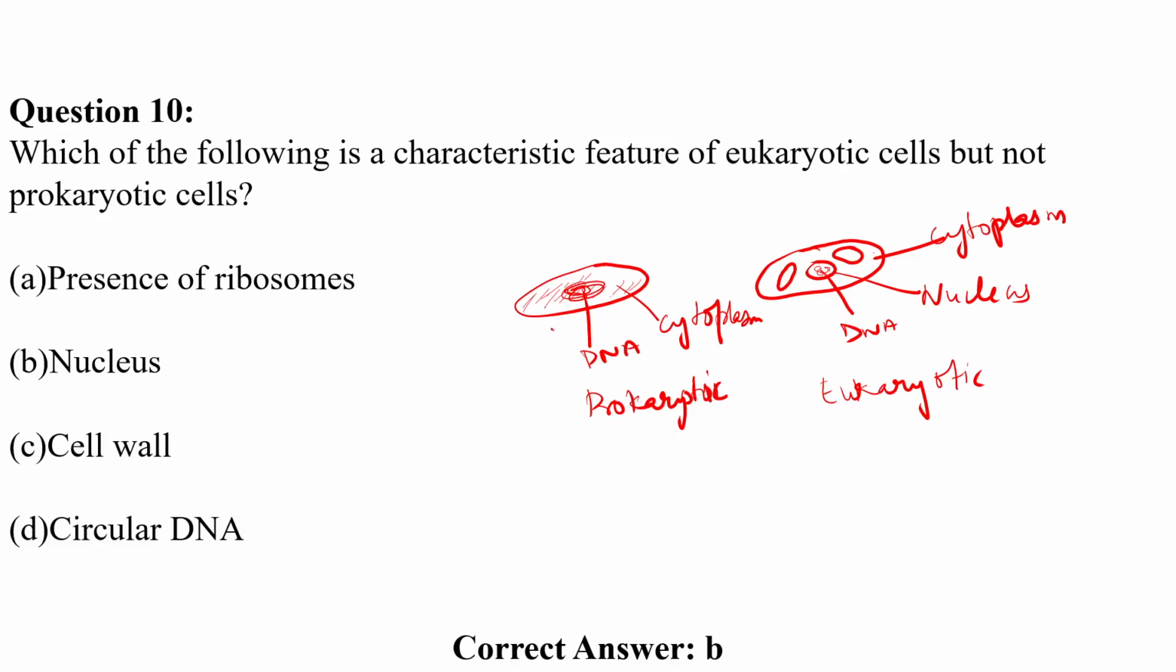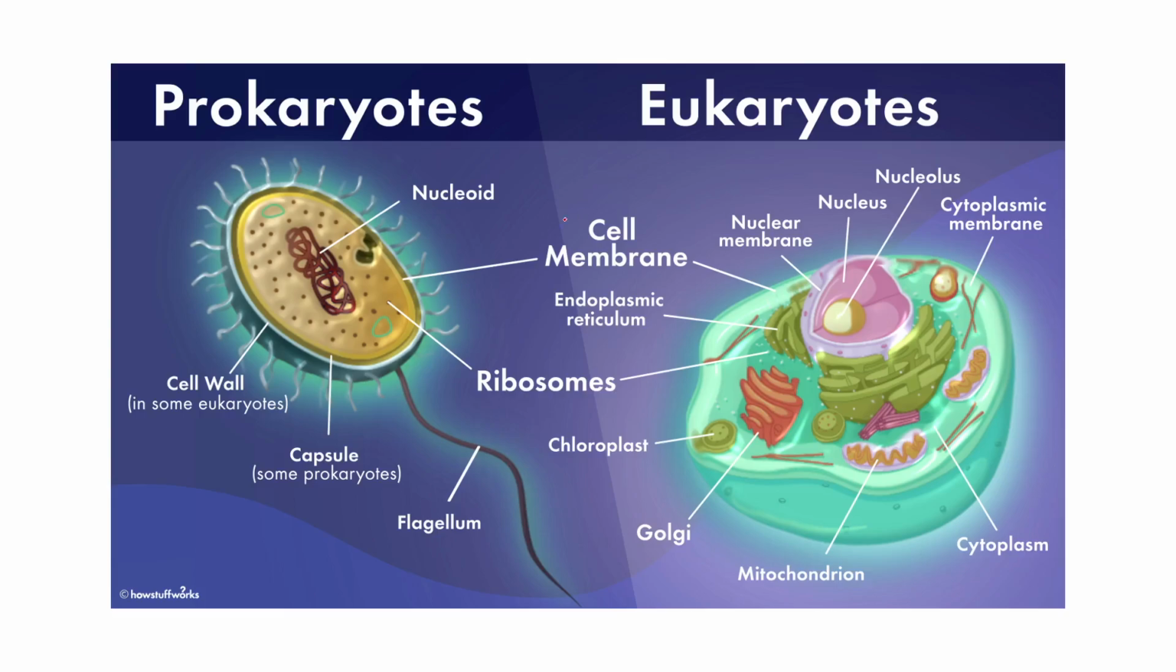Ribosomes are present in both eukaryotic and prokaryotic cells. Cell wall is also present in both eukaryotic and prokaryotic cells. Not all eukaryotic cells have a cell wall, but plant cells have a cell wall, and most of the prokaryotic cells have a cell wall. Bacteria have a cell wall made of peptidoglycan. Then some prokaryotes have another protective layer called capsule.